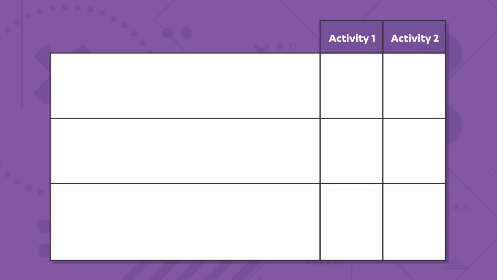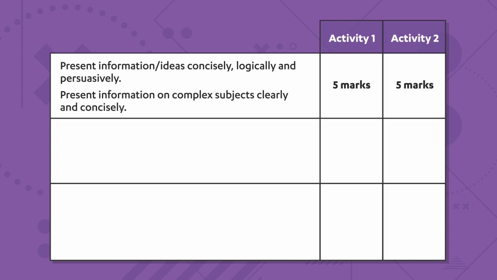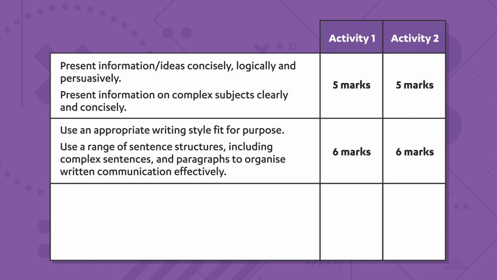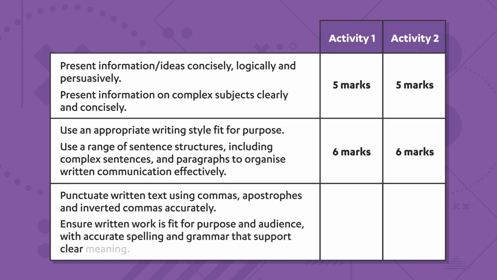For Level 2, you need to present information, ideas concisely, logically and persuasively. Present information in complex subjects clearly and concisely. Use an appropriate writing style fit for purpose. Use a range of sentence structures, including complex sentences and paragraphs, to organise written communication effectively. Punctuate written text using commas, apostrophes and inverted commas accurately. Ensure written work is fit for purpose and audience with accurate spelling and grammar that support clear meaning.